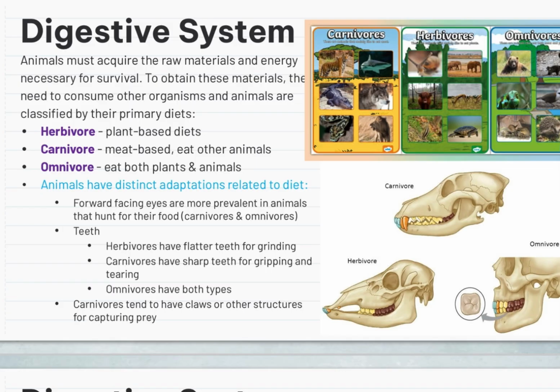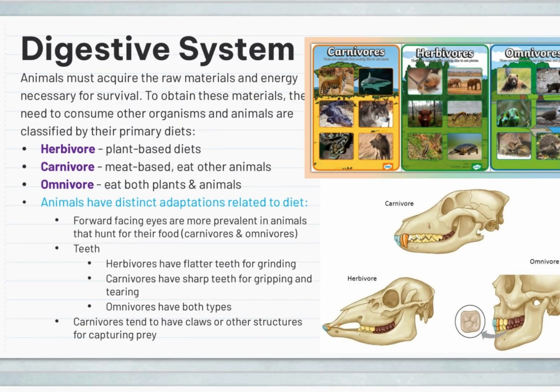Moving on to our digestive system. Animals must acquire raw materials and energy that are necessary for survival. To obtain these materials, they need to consume other organisms, and animals are classified primarily based on their diets, and we have 3 different types of diets. The first is herbivore, plant-based diets; carnivore, meat-based or eating other animals; and omnivores, which eat both plants and other animals. And based on these primary diets, animals have distinct adaptations related to their diet.